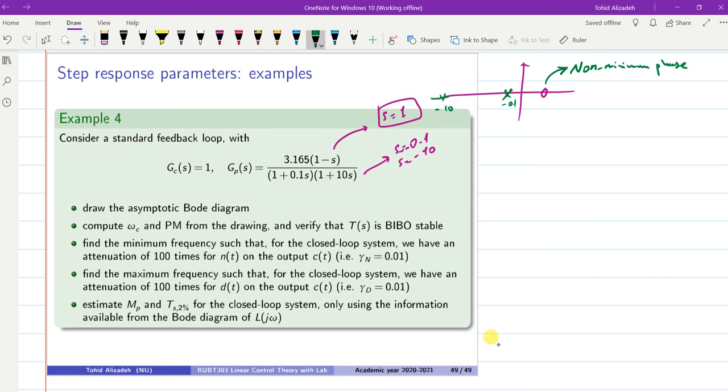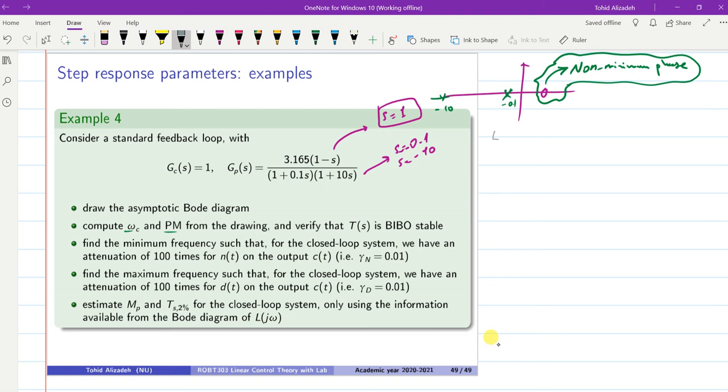And I hope you remember that when we have this case, on the step response of the closed loop system we should expect to have an undershoot. So we need to draw the asymptotic Bode diagram for this system and then compute omega c and PM, phase margin, from the drawing and verify that the closed loop system is stable.